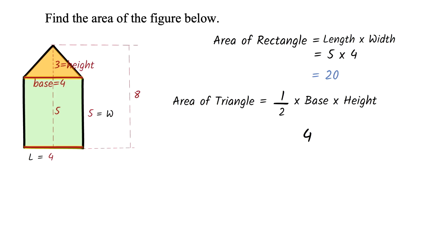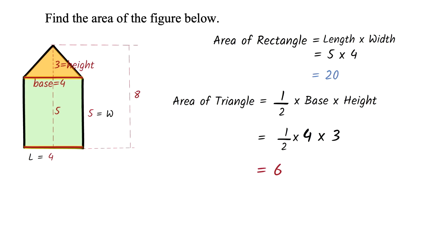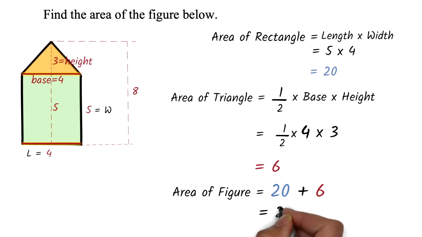We have the area equals half times 4 times 3. We work this out on the calculator to get 6. To find the area of the composite figure, we will just add the areas of the two figures. The area of the figure equals 20 plus 6, which gives us 26.